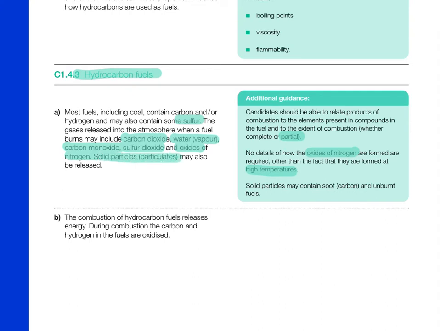Solid particles, which are sometimes called particulates, might also be released, and these solid particles might contain soot, which would be carbon. So if you had incomplete combustion, partial combustion, you might make carbon monoxide, but you also might just make some carbon by itself. And if any of the fuel is unburnt, if it doesn't combust, that would also be solid particles. When we combust our fuels, when we burn them, that releases energy. And we say that during combustion, the carbon and the hydrogen in our hydrocarbon are oxidized. So carbon is oxidized to make carbon dioxide, hydrogen is oxidized to make water, H2O.